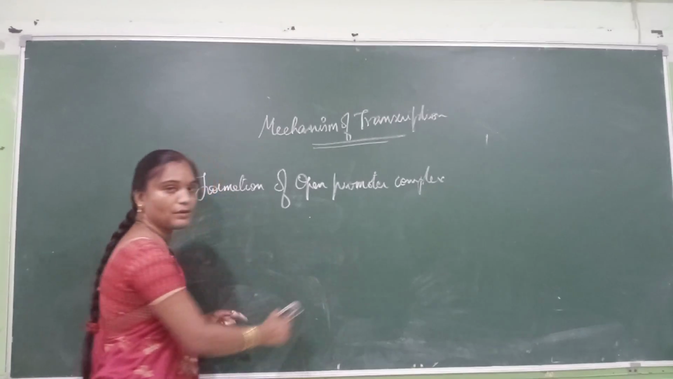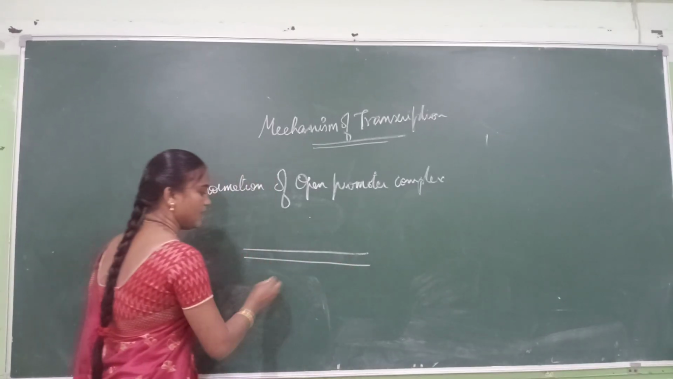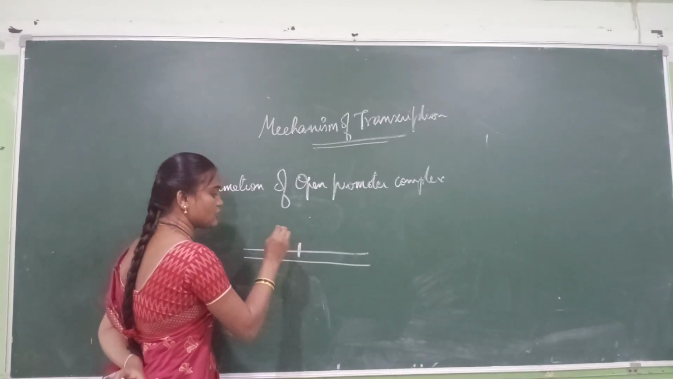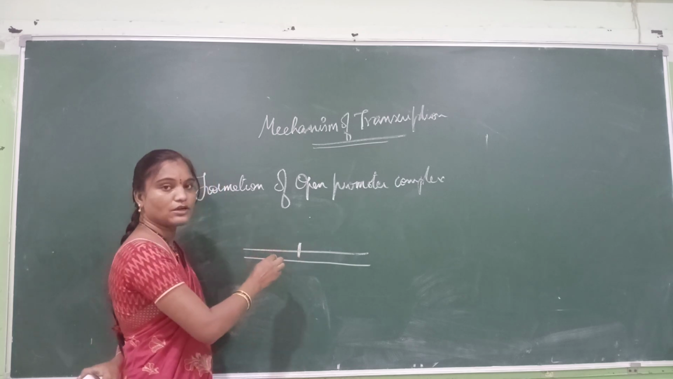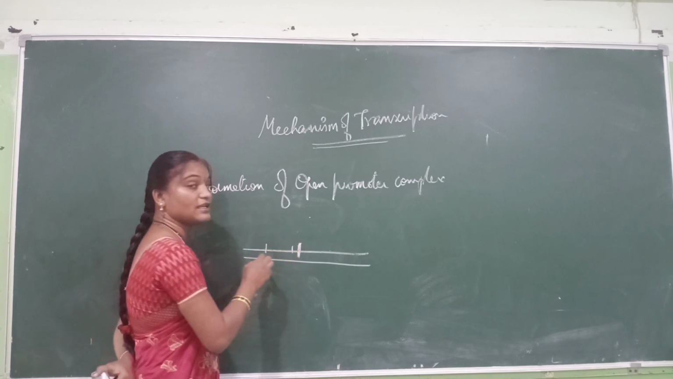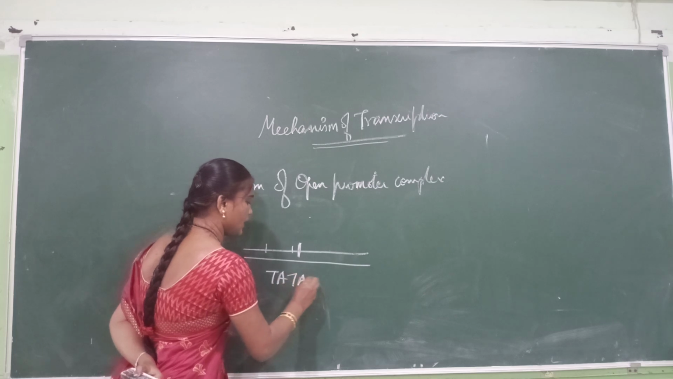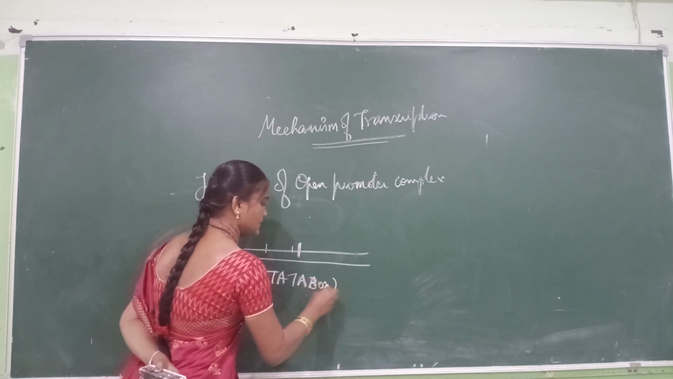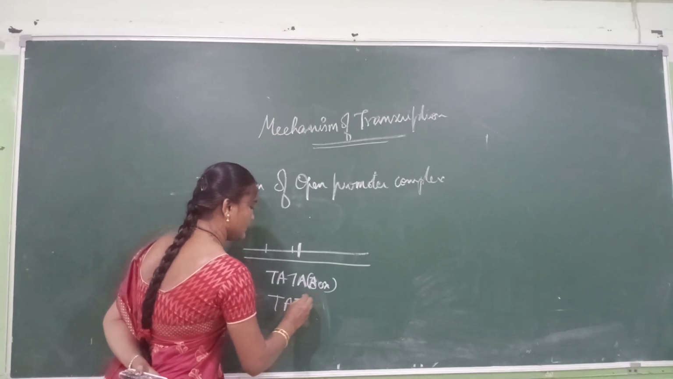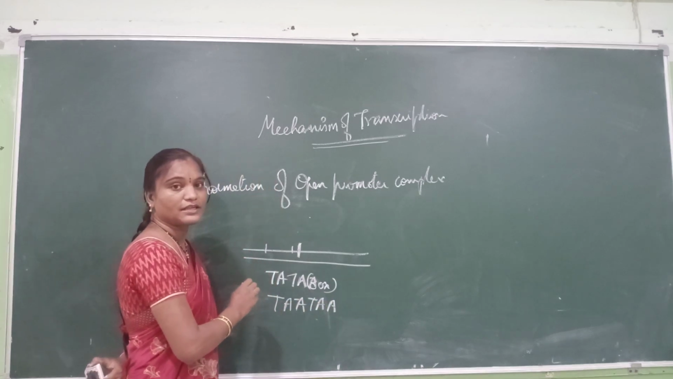So how is this open promoter complex formed? This is your template DNA strand and this is your initiation point. From this initiation point, upstream at around 5 to 10 base pairs, there is a site present, that is a promoter site, the TATA box. Here in this TATA box, TAT, these are the nucleotides that are present.